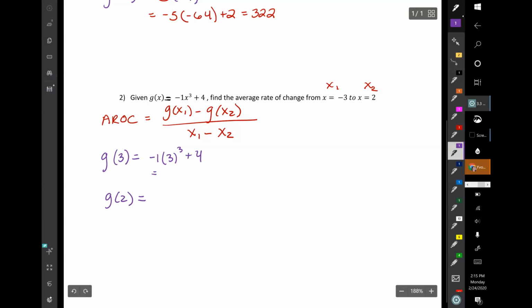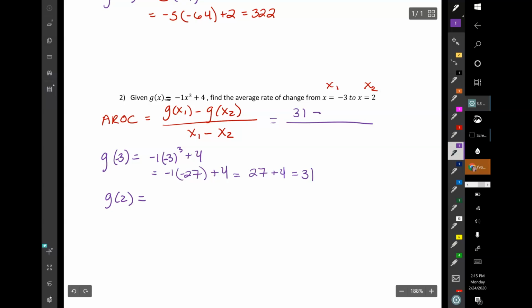So again, just really stressing that you follow your order of operations. So this would be negative 1 times negative 27. Let's make that be a negative 27 plus 4. And then just continuing on, negative times a negative gives me positive 27 plus 4, which is going to be 31. And now that's going to go up here in the numerator.